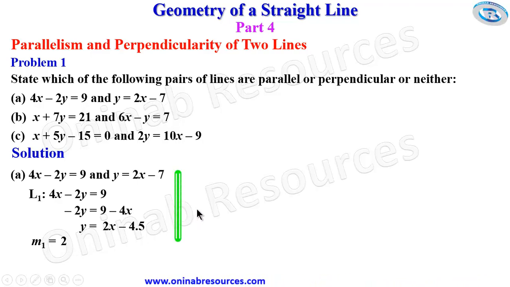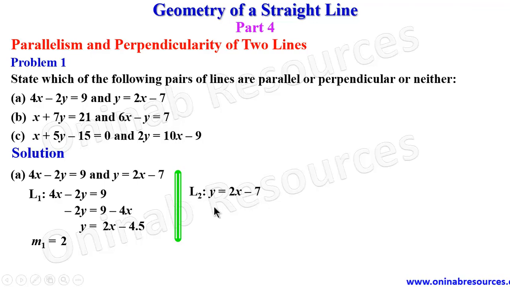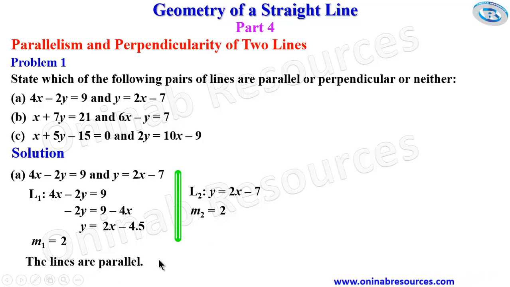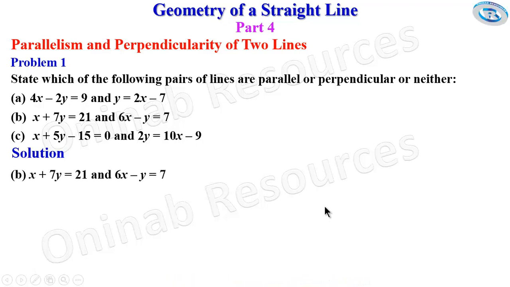Then we go to the second line, which is y equal to 2x minus 7. The equation of this line has already been expressed in standard form, where our M2 is 2, since the gradient is the coefficient of x. So we can see now that the gradient of the first line and the gradient of the second line are equal. Therefore, the lines are parallel. That's all for A.